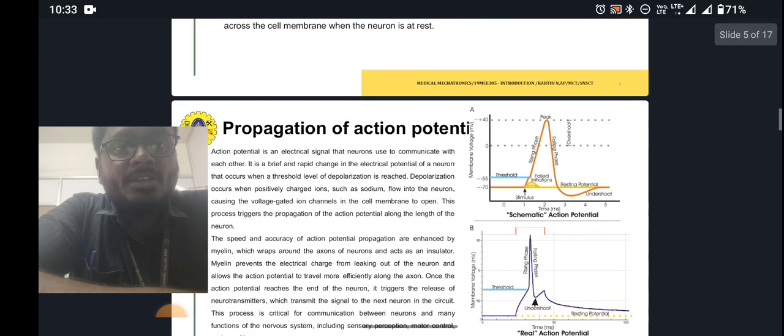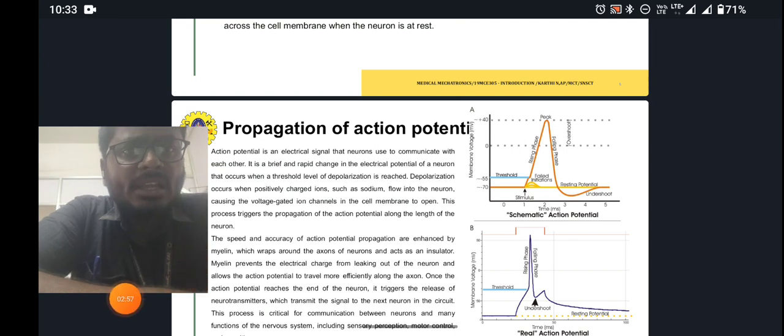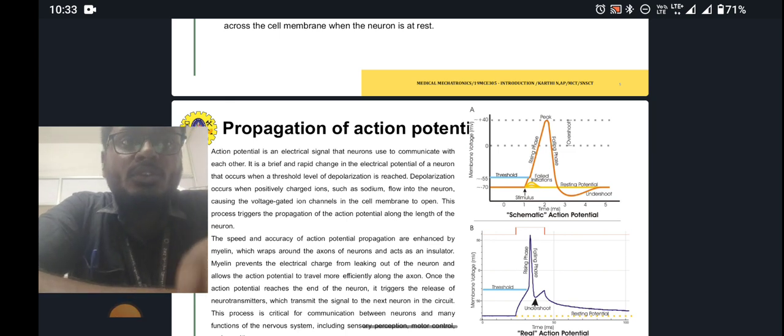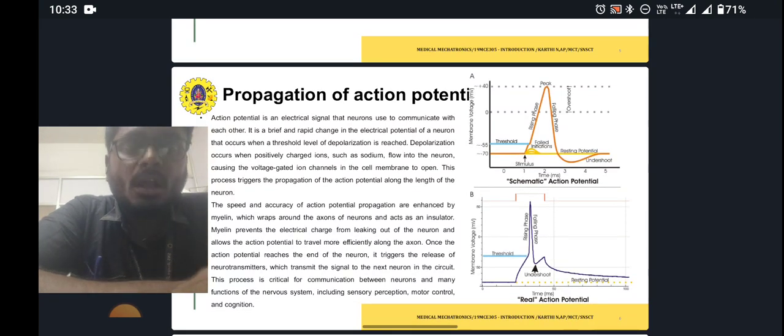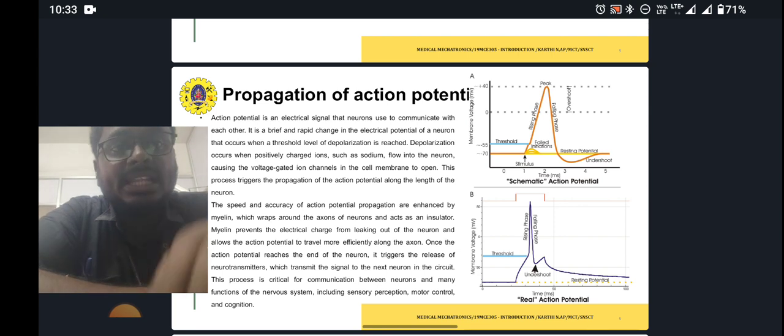And the propagation of an action potential is an electrical signal that neurons use to communicate with each other. It is a brief and rapid change in the electric potential of a neuron that occurs when a threshold level of depolarization is reached. Depolarization occurs when positively charged ions such as sodium flow into the neuron, causing a voltage gated ion channel in the cell membrane to open the gate. This process triggers the propagation of the action potential along the length of the neuron.